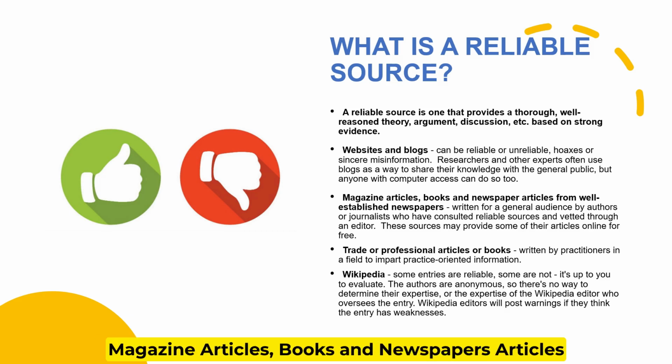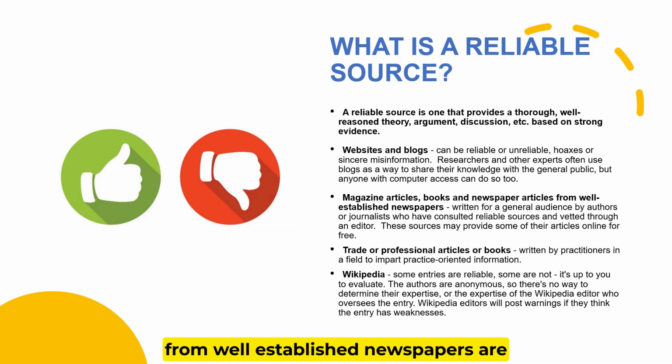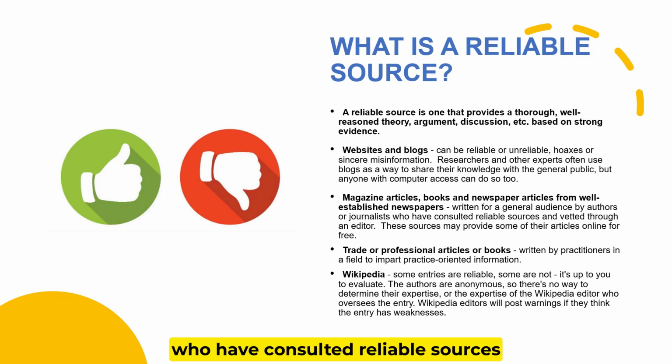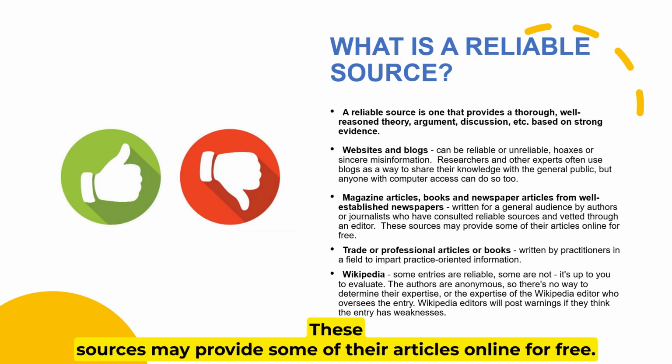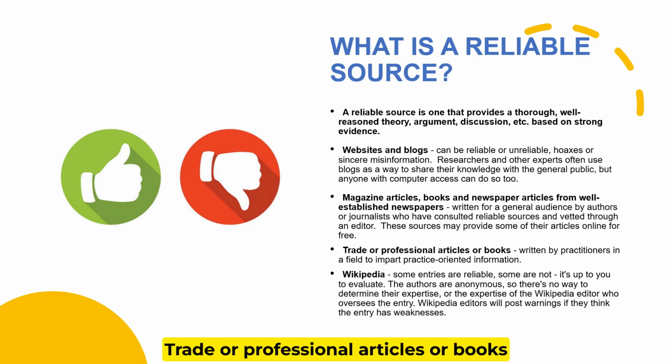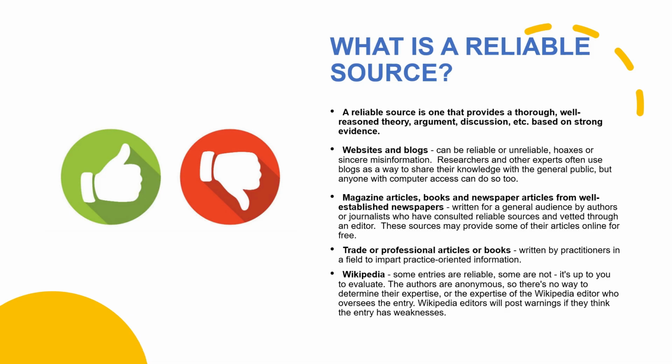Magazine articles, books, and newspaper articles from well-established newspapers are for a general audience by authors or journalists who have consulted reliable sources and been vetted through an editor. These sources may provide some of their articles online for free. Trade or professional articles or books are written by practitioners in a field to impart practice-oriented information.